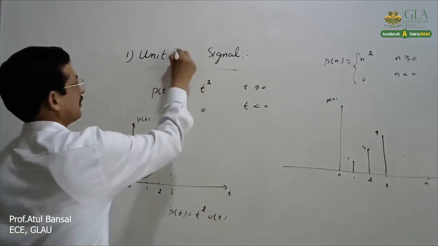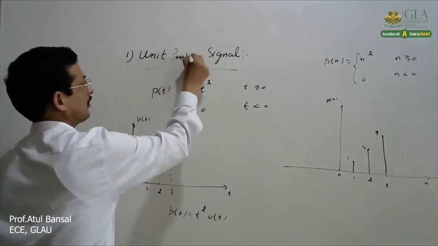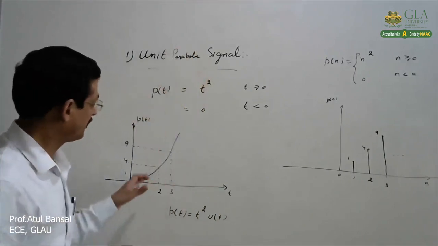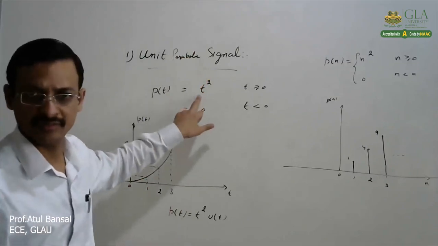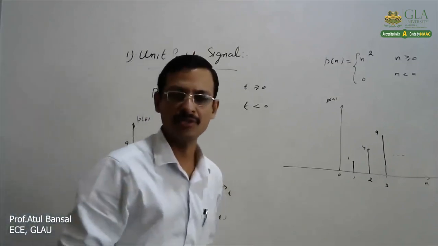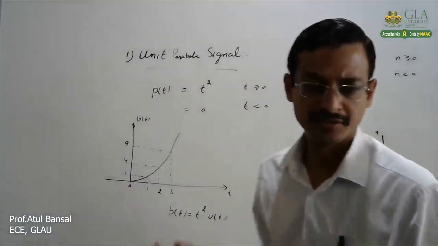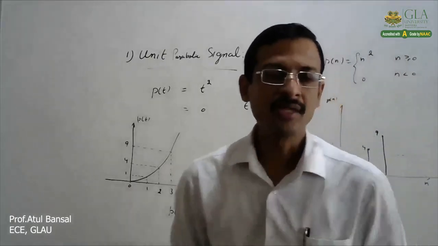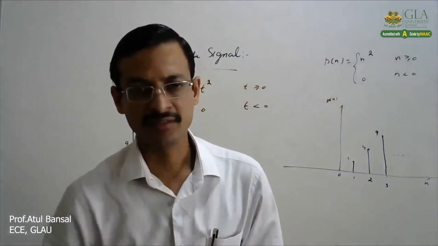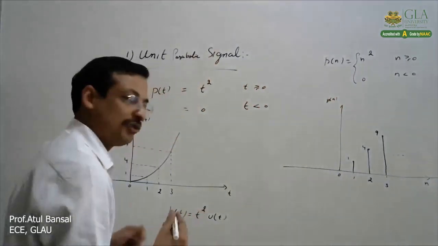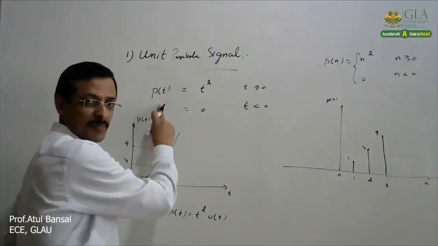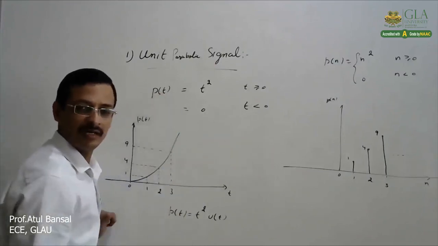Unit parabolic signal. Unit is again because we are taking it as one piece, whereas if you multiply this amplitude by some constant, it will change. So that is the unit parabolic signal, and that is how we can relate. Further, there is a relationship between these three signals. If you differentiate the parabolic signal, you get a ramp signal.